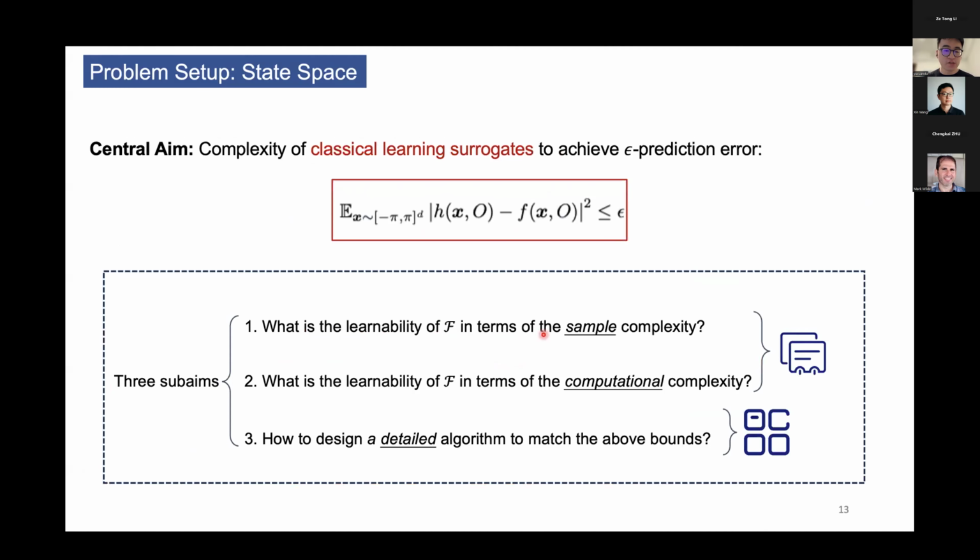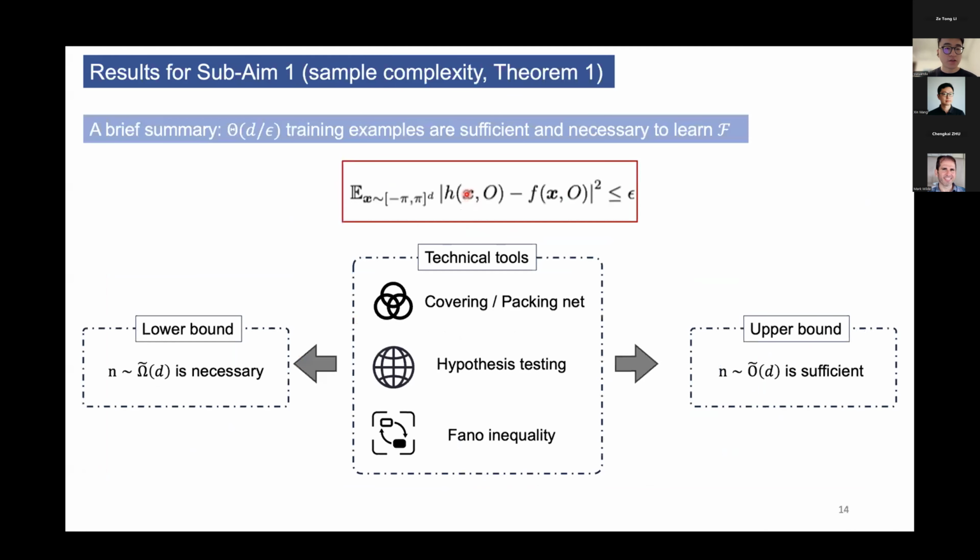Okay, and to achieve this goal, we decompose our central aim into three sub-aims. The first sub-aim is to understand the learnability of this concept class F in terms of the sample complexity. In other words, how many training examples do we need to obtain this hypothesis function H to achieve an absolute prediction error? And the second sub-aim is to derive the corresponding computational complexity. In other words, how much time do we need to induce this hypothesis function H? And the last one is about the construction, like how to design an efficient classical learning surrogate to match the above bounds.